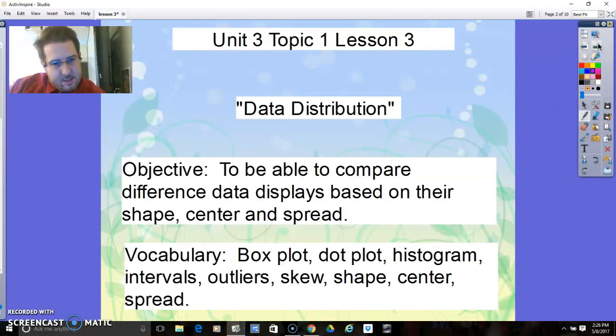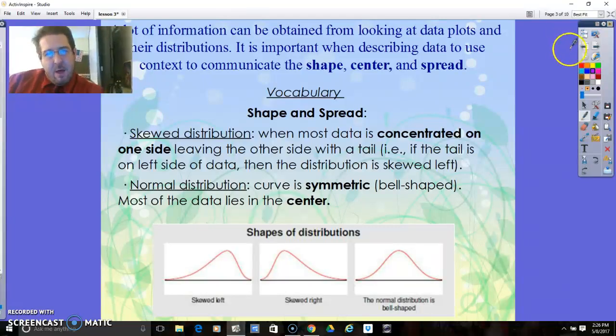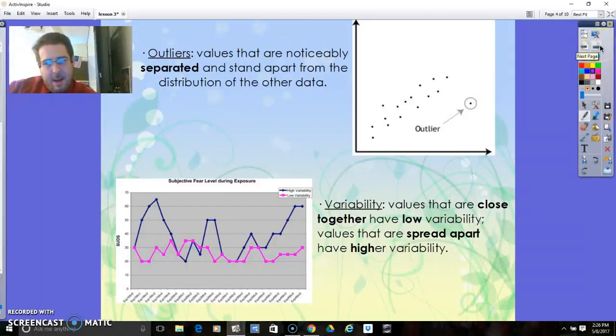All right, so let's get to the lesson now. Be able to compare different data displays. So we're going to first review. Skew, I think we just covered pretty well. We've got shape, center, and spread. Spread is how spread apart the data is. Remember, spread is like range or interquartile range, or if there's outliers, where center is like mean, median, and mode.